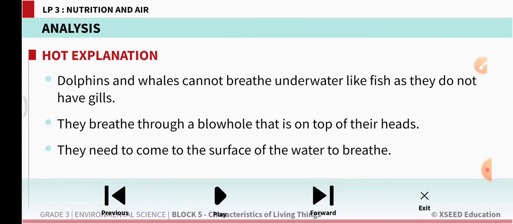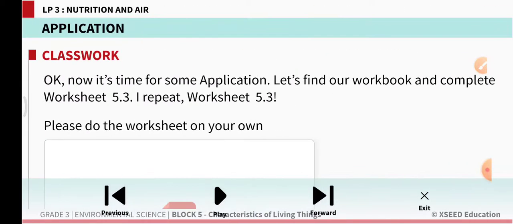They need to come to the surface of the water to breathe. So very frequently they come to the surface of the water to breathe. Okay, right. So now all of you open your workbook.